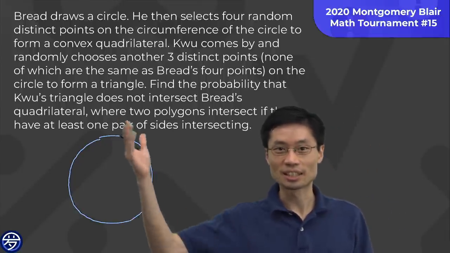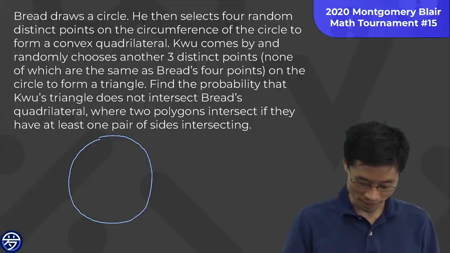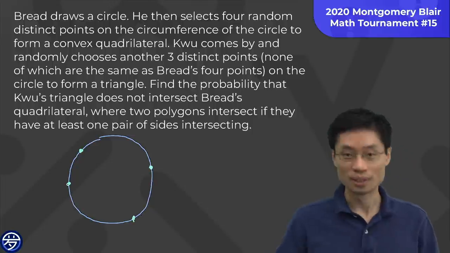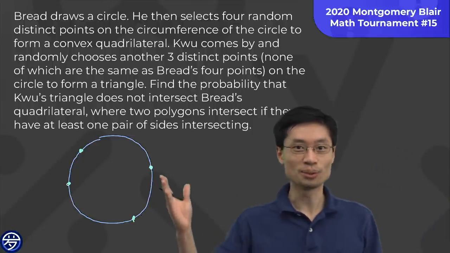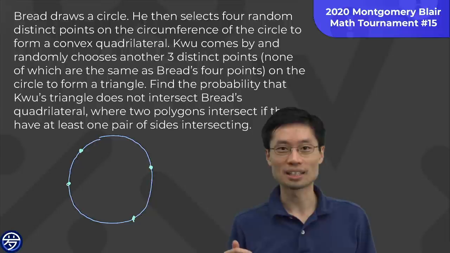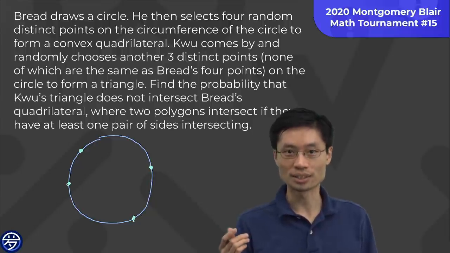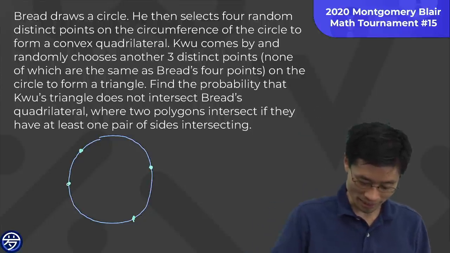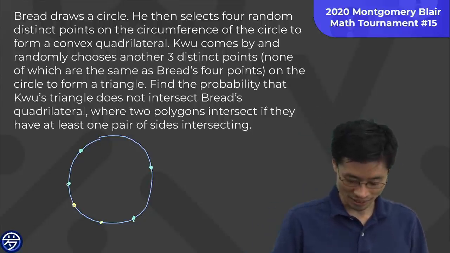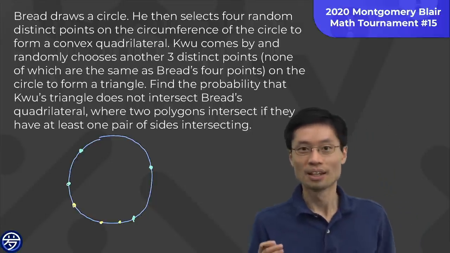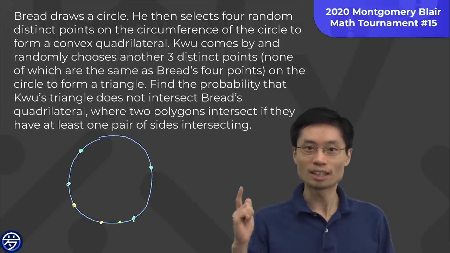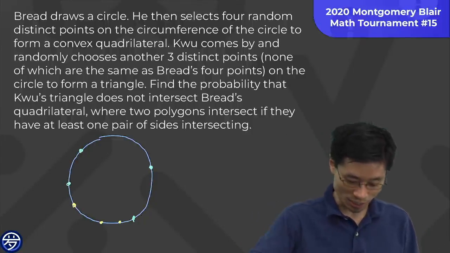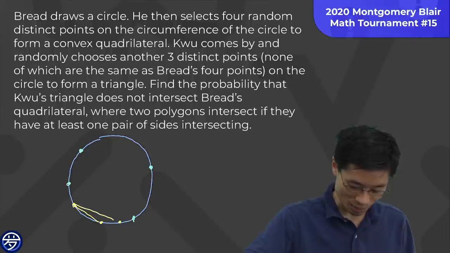So let's use this circle, and then there are four random distinct points on the circumference of the circle. So Bread chooses four points. Here are four random distinct points. And then Ku comes by and randomly chooses another three distinct points. None of those are the same as the other ones. And Ku gets three points, like this. Suppose that happens. The question is to find the probability that Ku's triangle does not intersect Bread's quadrilateral. We're drawing some triangle and some quadrilateral here.